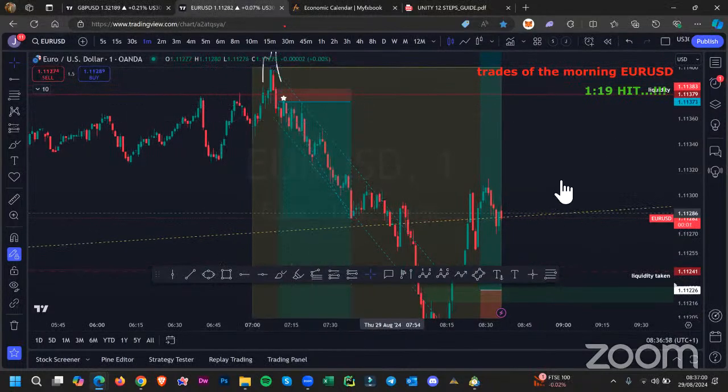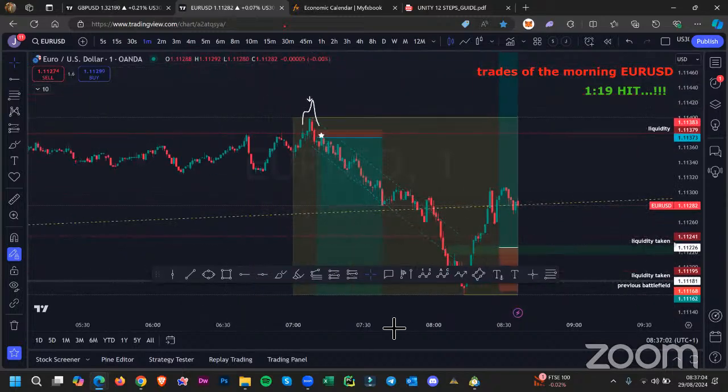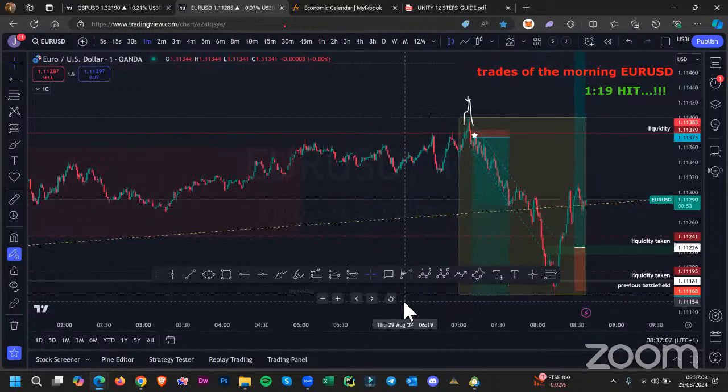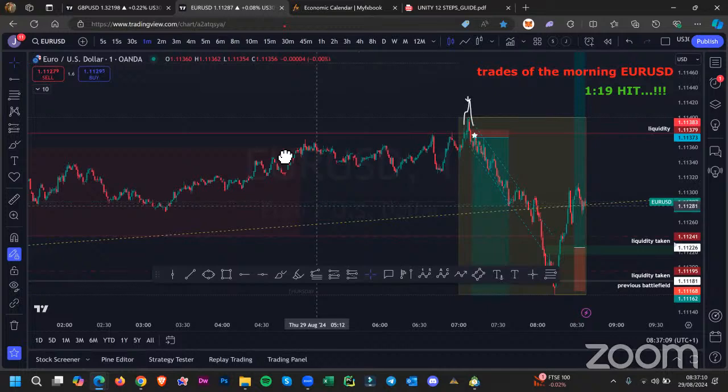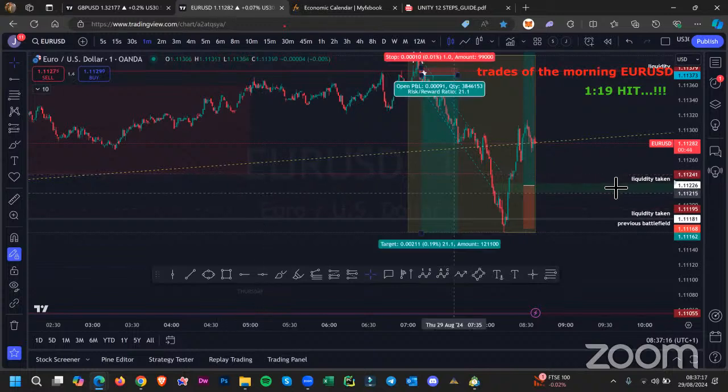Brrr. And then where is that trade going? Somebody tell me where the trade goes to when we take a trade and it's captured liquidity from one end. What are we expecting it to do? Take the other side of liquidity. That's right. And it came and it smashed through this Asian session low here, where it says liquidity taken.